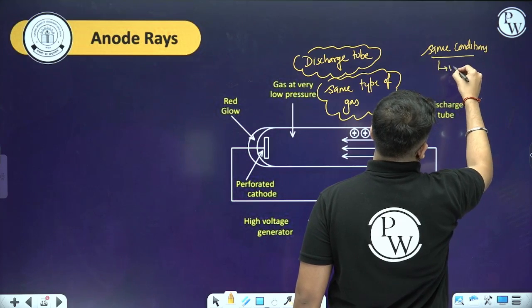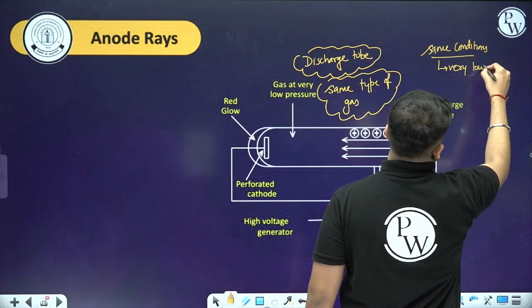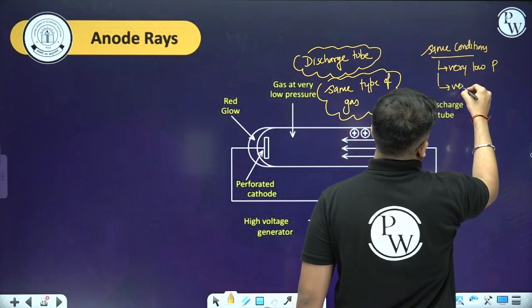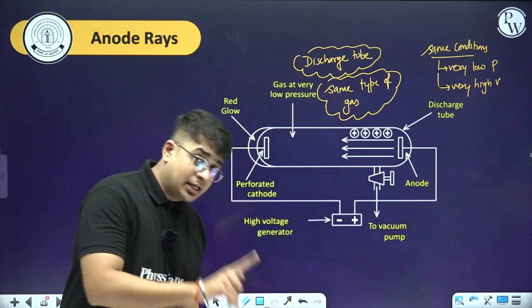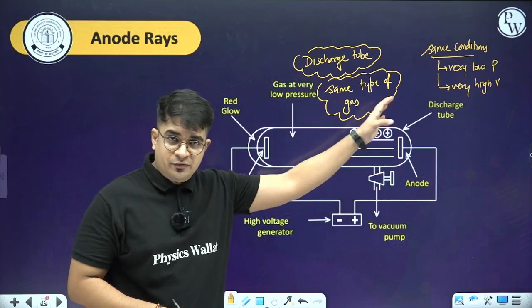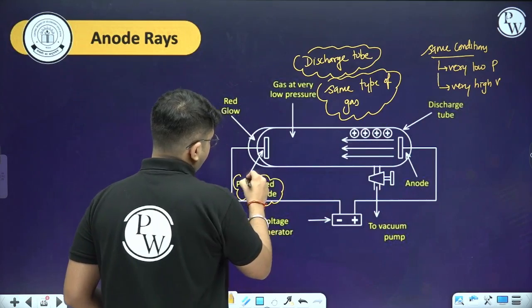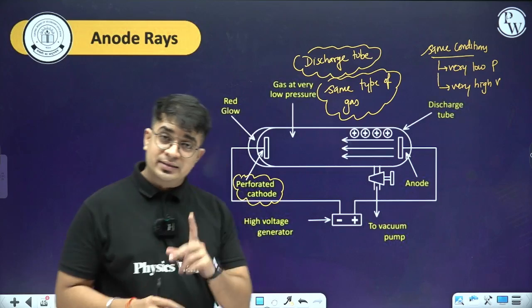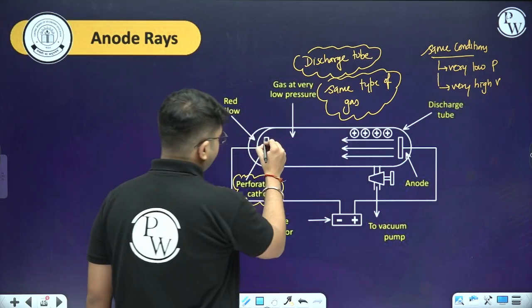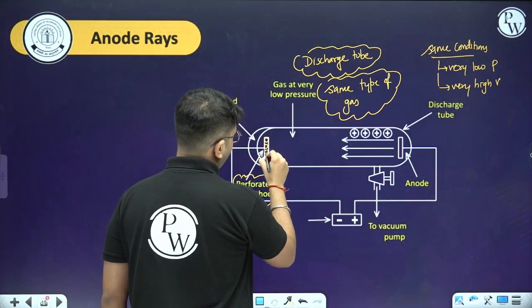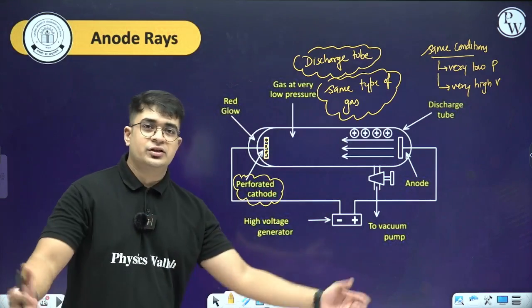Same conditions means very low pressure and very high voltage. Now instead of using a specific part of the anode, I am using a perforated cathode, and let's see what is going to happen. In this perforated cathode you can see small holes present in the electrode. What happened? The observation was the same.